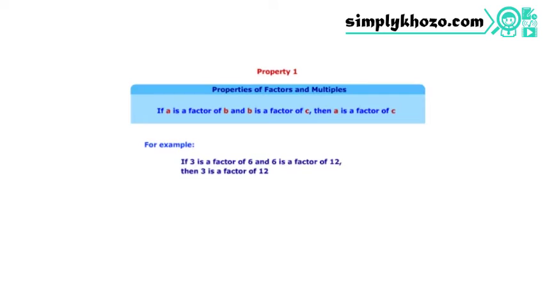The first property is, if A is a factor of B and B is a factor of C, then A is a factor of C. According to the second property, if P and Q are primes and both are factors of a number A, then their product P into Q is also a factor of A.